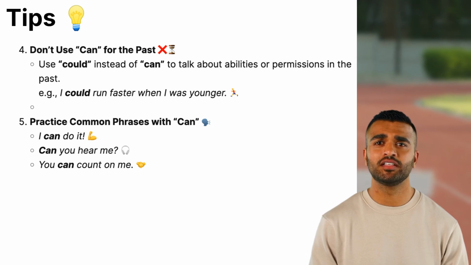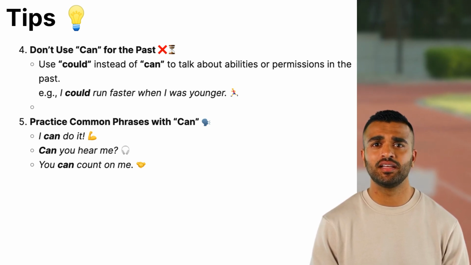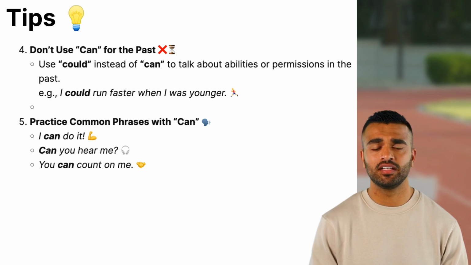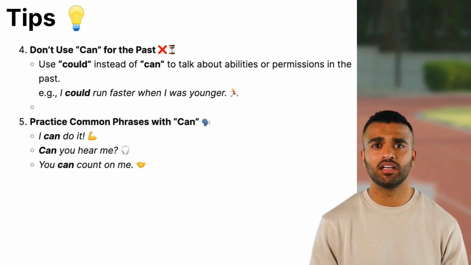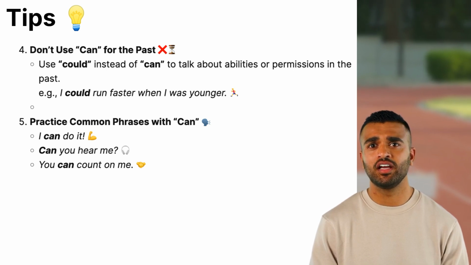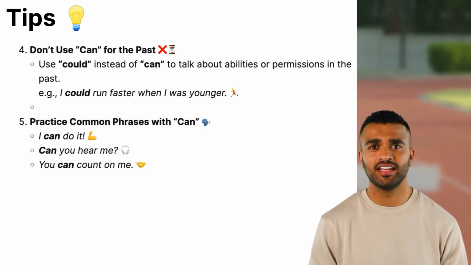4. Don't use can for the past. You cannot use can to talk about past abilities or past permissions. Instead, use could. Example: I could run faster when I was younger. Past ability. More examples. When I was a child, I could climb trees. She could speak Spanish when she lived in Spain. If you are talking about the past, remember to use could instead of can.